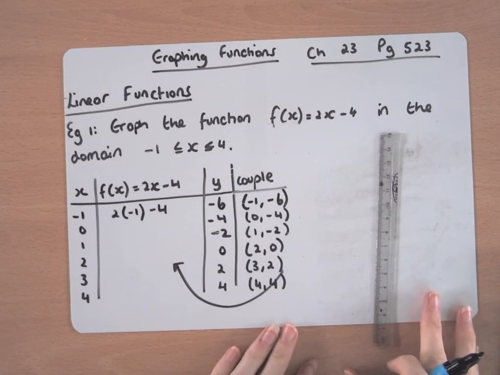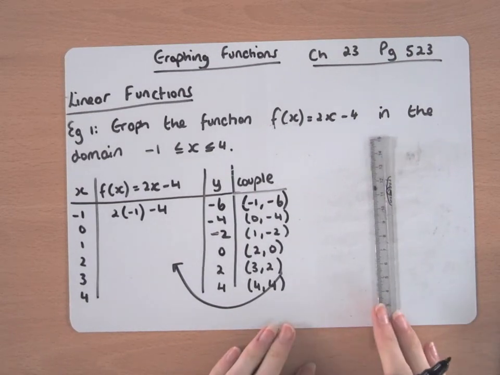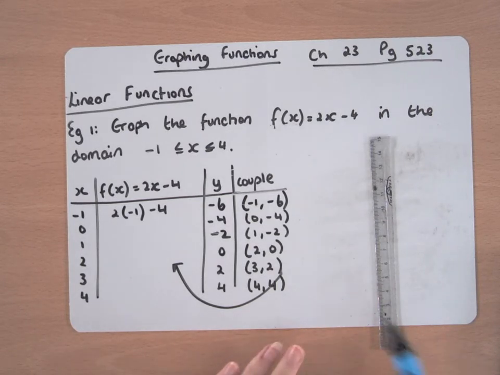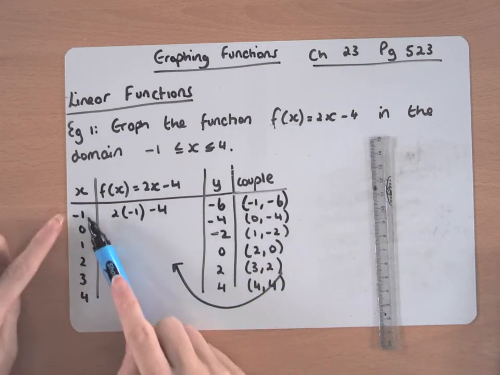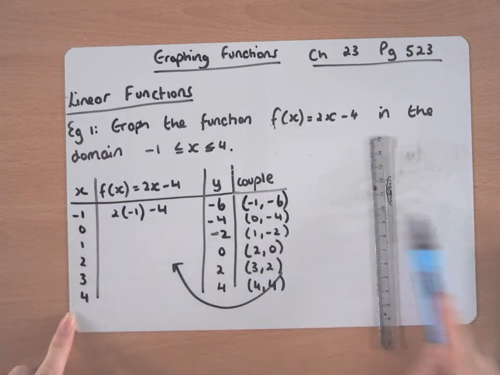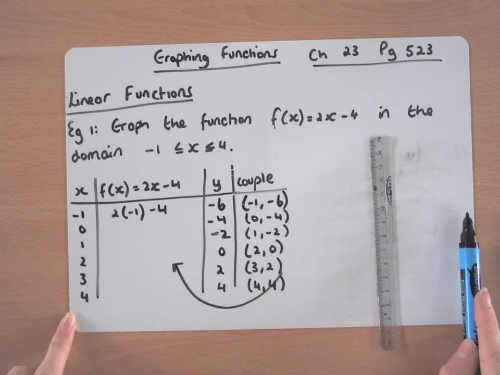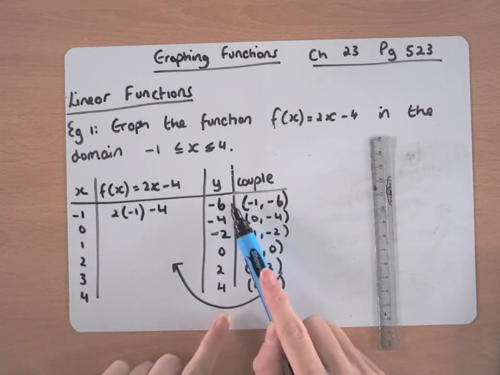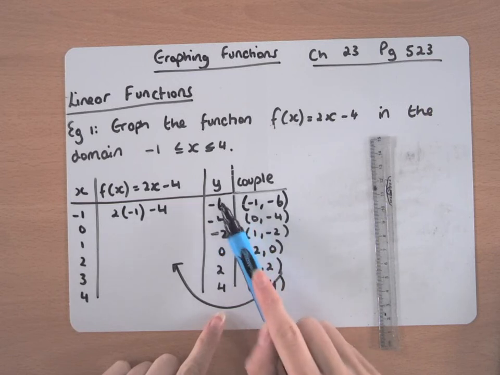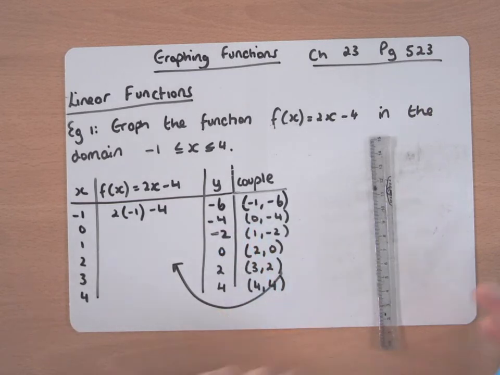Now, we are graphing and it's a line, so we need an x and a y axis. Our x's are going from minus 1 to 4, so our left and right, it's going from minus 1 over to 4, and our y's are going from the lowest number, which is minus 6, to the highest number, which is 4.